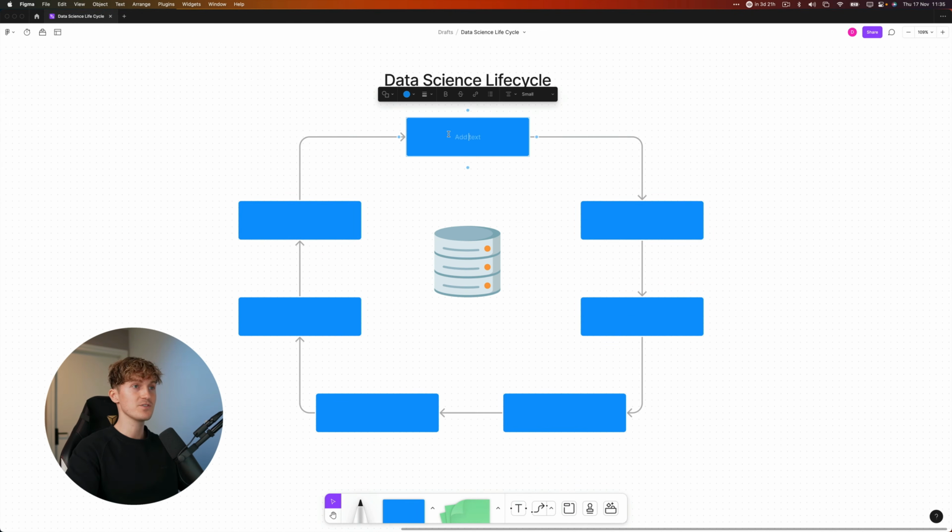Okay, so the first step within the data science lifecycle is business understanding. And every data science project has to start with a good business understanding. You have to ask yourself the question, what is the business or enterprise goal? What do we want to achieve with this model? What is the problem exactly? You have to get really clear on that.